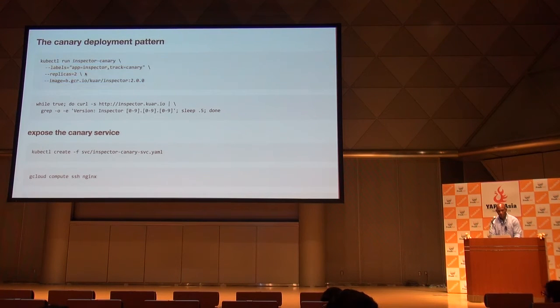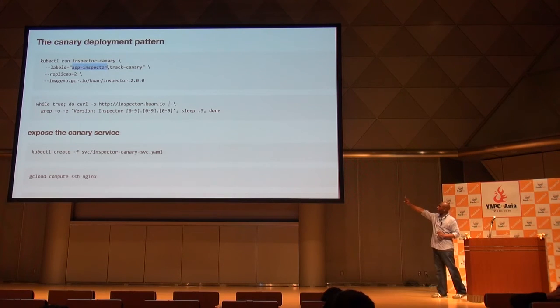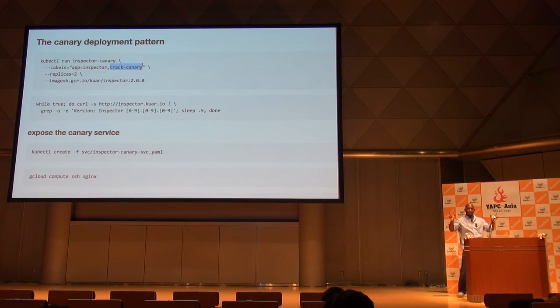One thing you should pay attention to is that the service we created earlier only required that one label be set, app equals inspector. It's on purpose, we're ignoring the track label. The benefit of doing that is that we can have one service send traffic to 2 different replication controllers at the same time. So let's deploy this and see what happens.